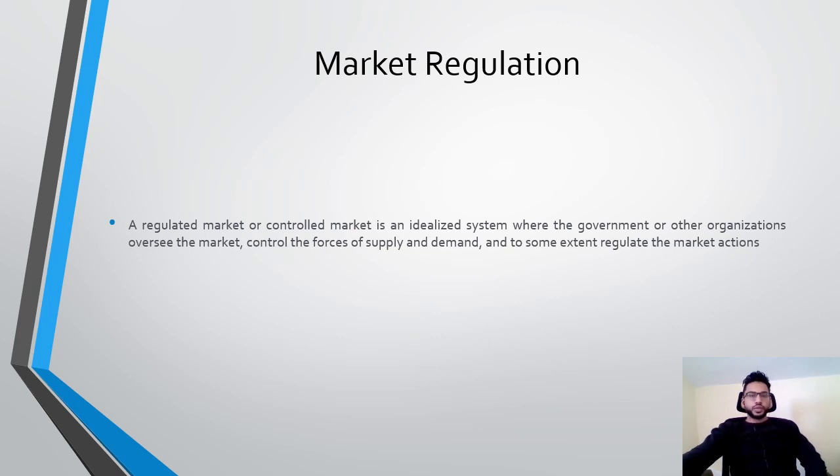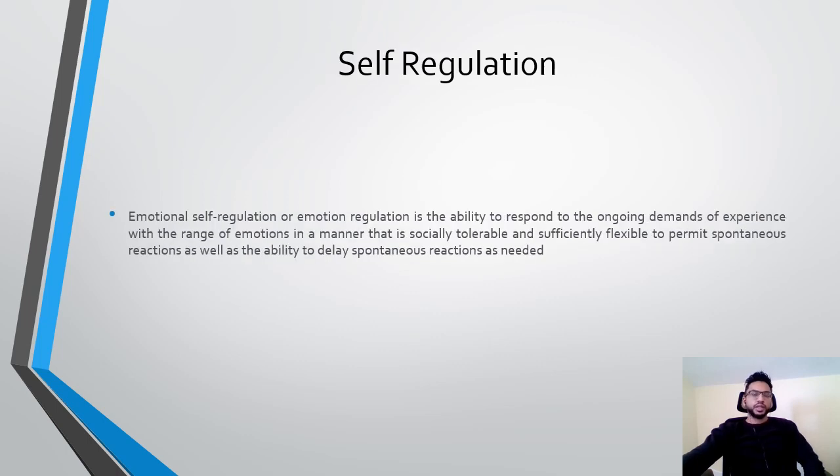Okay, what's market regulation? A regulated market or controlled market is an idealized system where the government or other organizations oversee the market, control the forces of supply and demand, and to some extent regulate the market actions. Emotional self-regulation is the ability to respond to ongoing demands of experience with the range of emotions in a manner that is socially tolerable and sufficiently flexible to permit spontaneous reactions, as well as the ability to delay spontaneous reaction as needed.